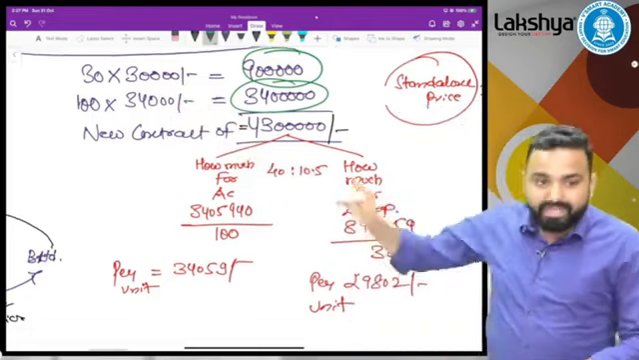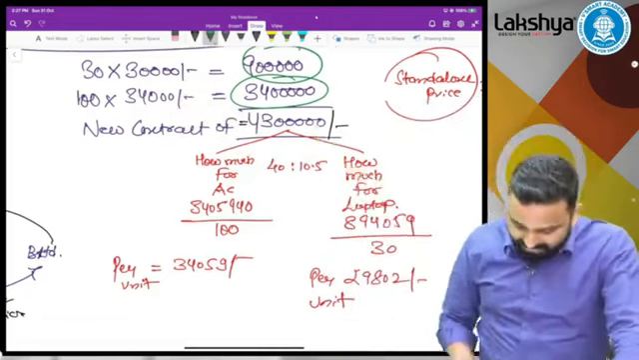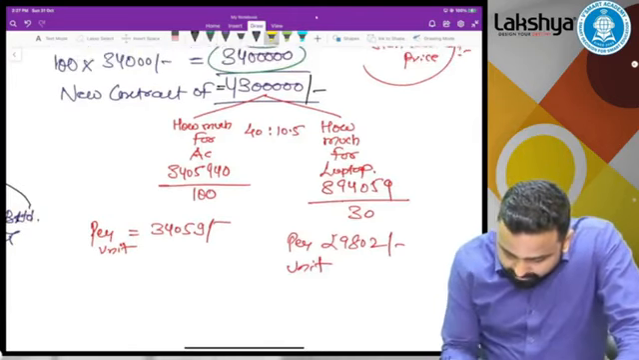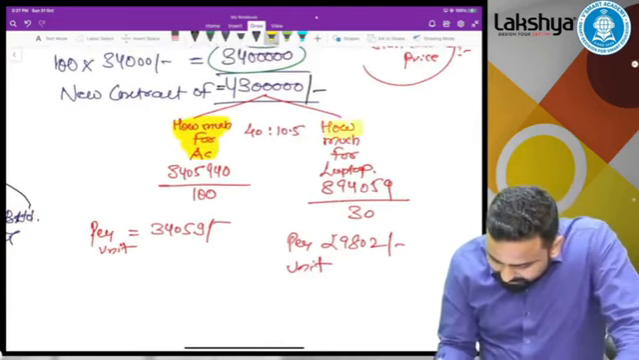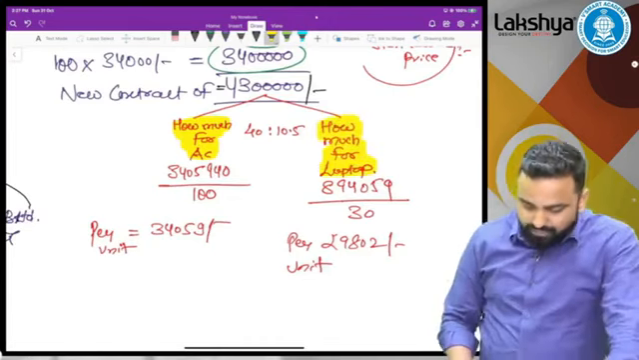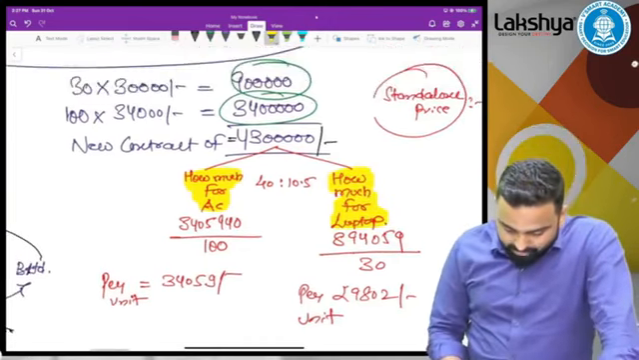So what do I need to do? I need to bifurcate this 43 lakh into two parts. How much for AC and how much for laptop?